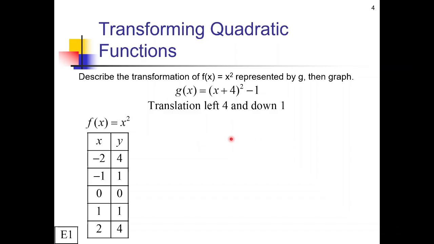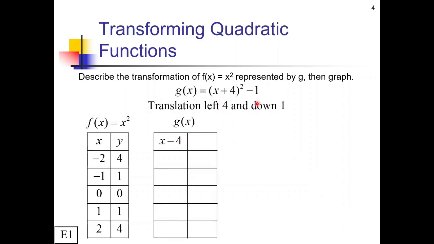All right, so we've got left 4. That means we need to do x minus 4. And then down 1 means we're going to be doing y minus 1. So we'll subtract 4 from all the x values. So that's going to be negative 6, negative 5, negative 4, negative 3, and finally negative 2. That's all our new x values. And then for the y values, let's see, 4 minus 1 is 3, 1 minus 1 is 0, then we've got negative 1. And then these two y values are the same, going in the opposite direction, so 0 and 3.